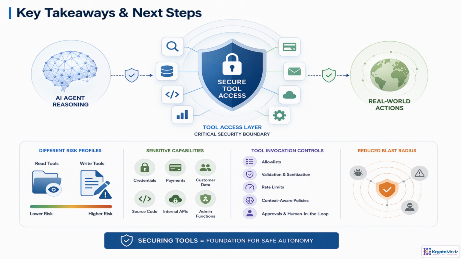The core lesson is simple. Tools are where agent reasoning becomes action. So tool access is a security boundary. Classify read and write tools, identify sensitive capabilities, default deny access, validate arguments, limit rates, require approvals, and log decisions. Together, these controls reduce blast radius and make agent behavior governable. Next, we'll turn this into least privilege agent design, then stronger schemas and isolation.